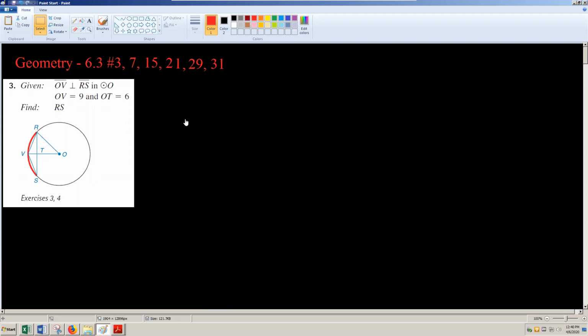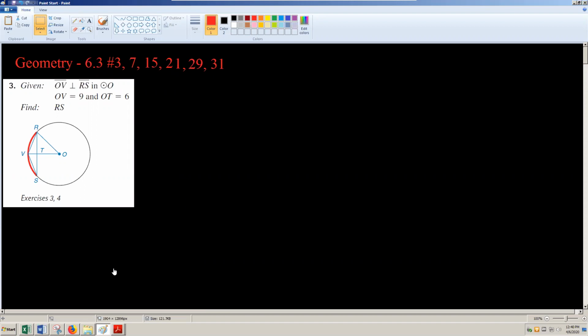All right, so we'll start out with number 3 from 6.3. We are looking at a circle here. We have some information presented to us, which is that OV and RS are perpendicular. So we have them meeting at a 90-degree angle there, and that's going to tell us some stuff about how it's going to intersect. We have OV is 9, and we have OT is 6.